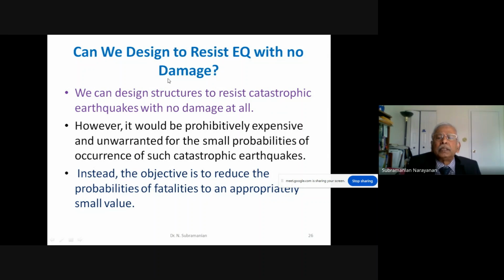Can we design to resist earthquake with no damage? Yes, of course. We can design structures to resist catastrophic earthquake with no damage at all. However, it will be prohibitively expensive and unwarranted for the small probabilities of occurrence of such catastrophic earthquakes. Instead, the objective is to reduce the probabilities of fatalities to an approximately small value.